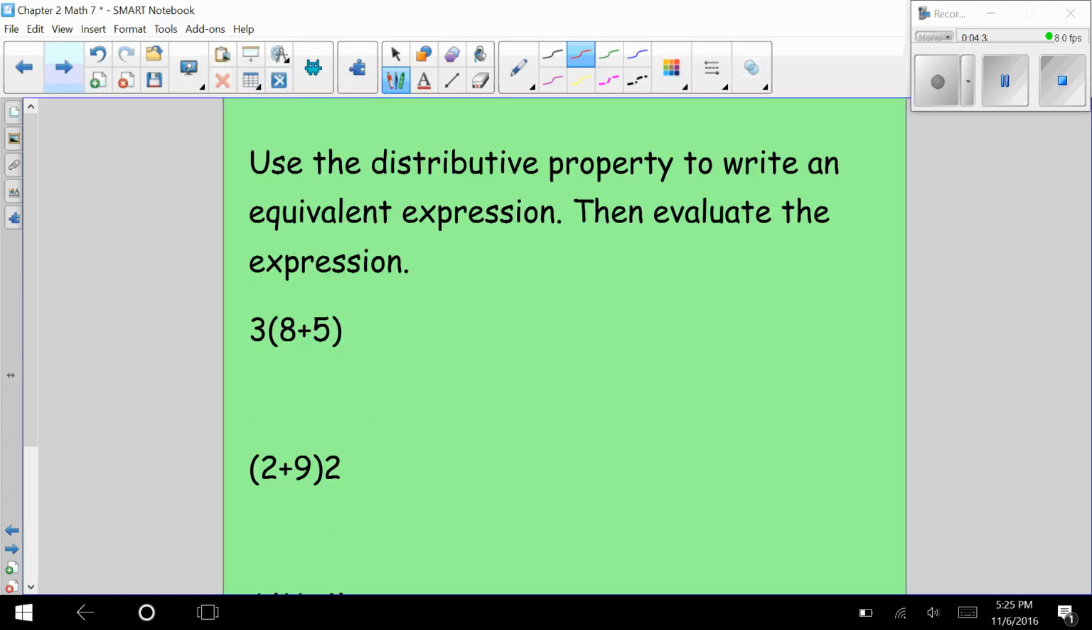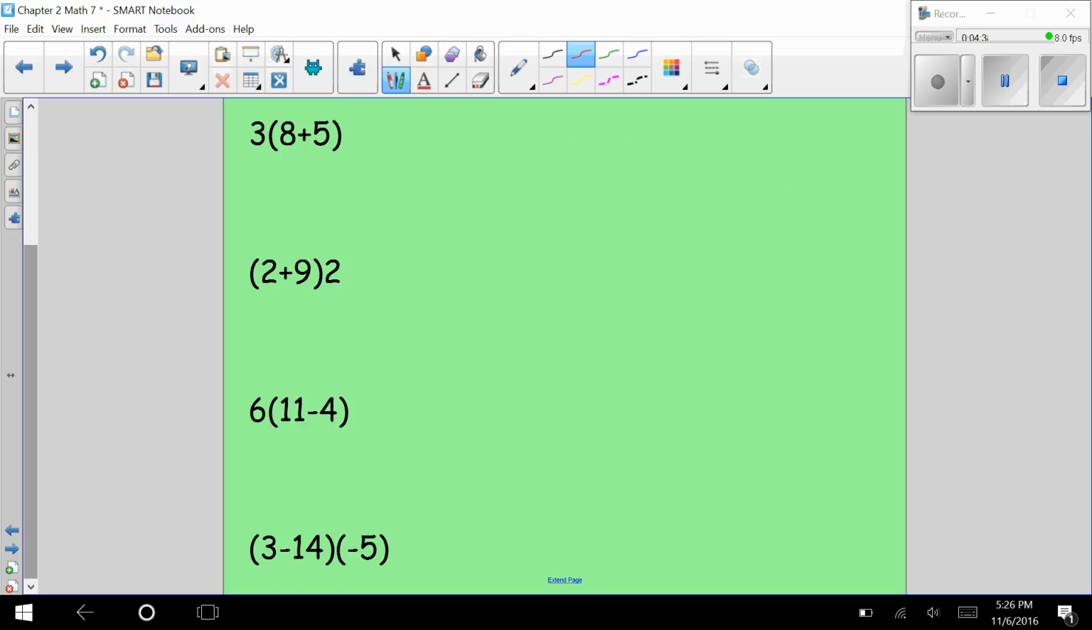All right, your job. You're going to take these 4 problems, you are going to distribute, and then simplify all the way down to a single number answer. And determine if that answer is the same whether you use distribution or the order of operations.